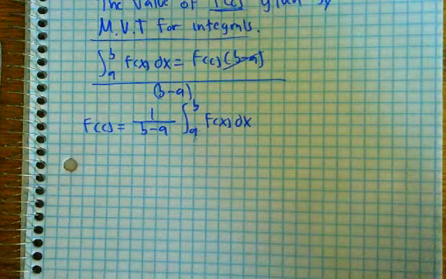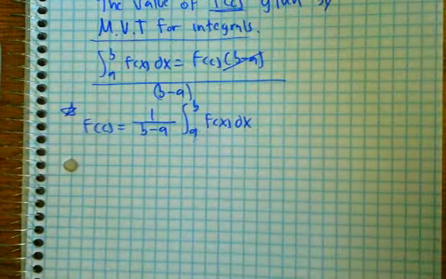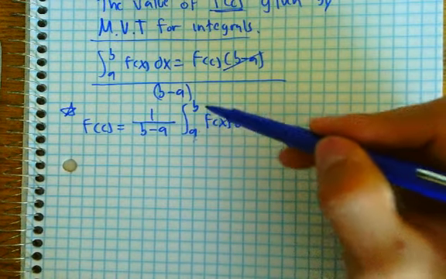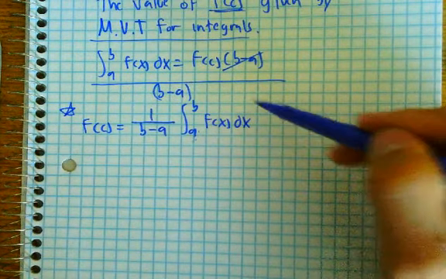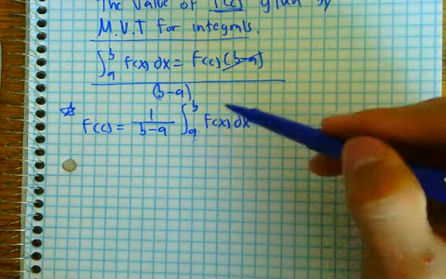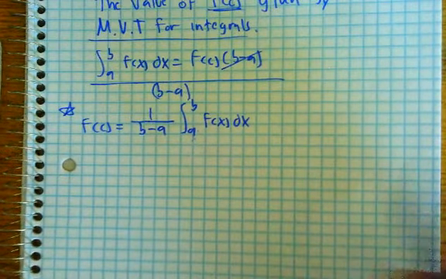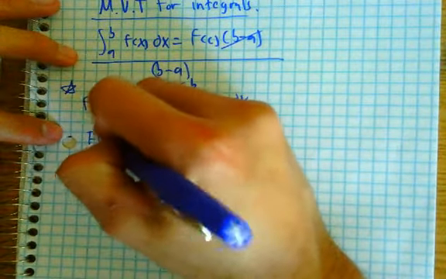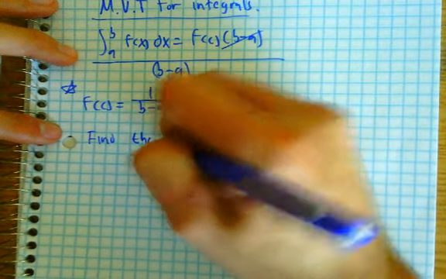Okay? So literally, to find the average value, if you really think about it, you're going to just take the definite integral from a to b, and divide it by the difference between a and b. Okay? So let's try it. Let's find the average value.